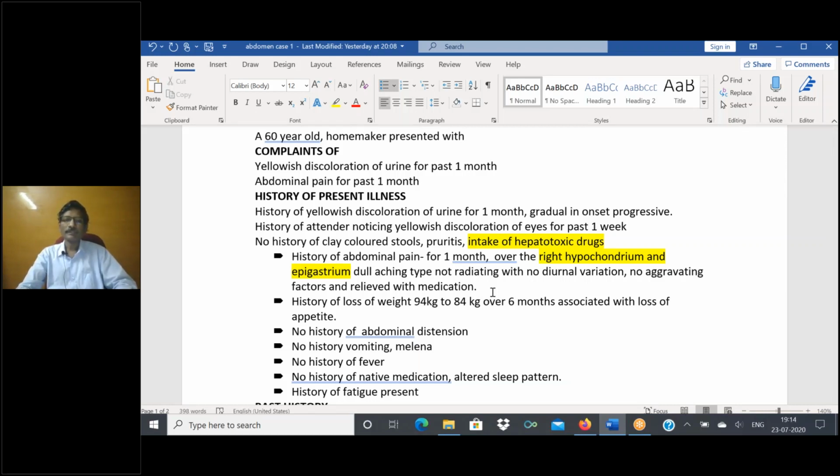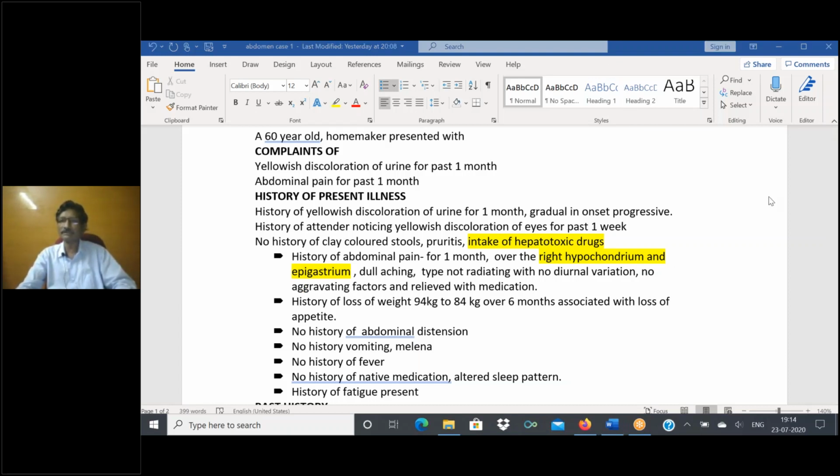Okay. So next you have elaborated. First you have told the duration, then you have told the site. These are all basic undergraduate things, but ensure that you don't make a mistake on these basics. You have elaborated the duration, the site, then the character, dull aching. Now one description you have missed. Can you tell what it is?